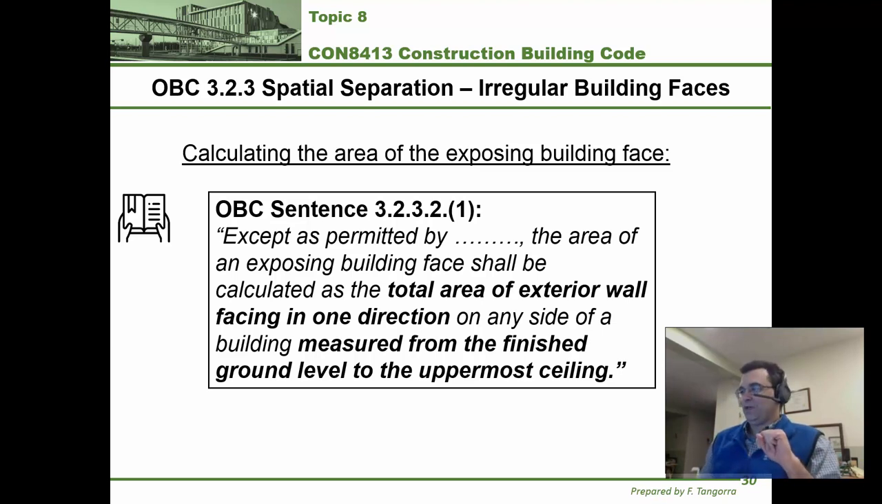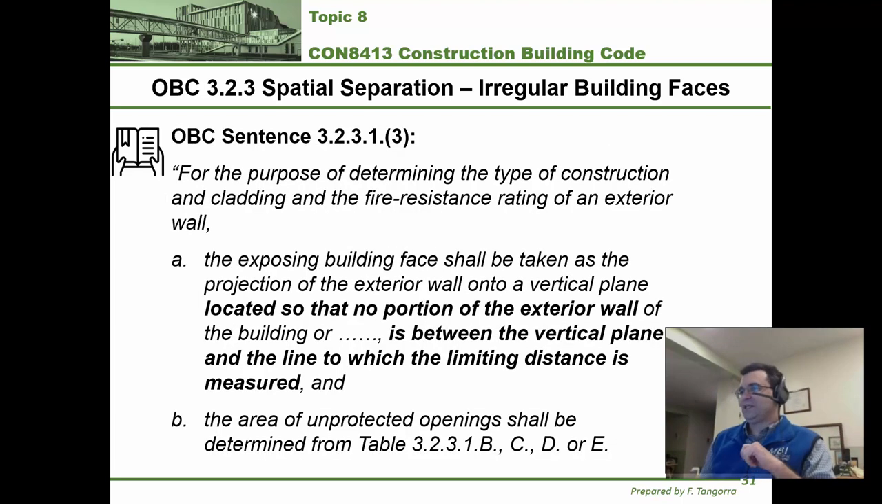3.2.3.2.1. Okay? What it basically says is that for the area to look at for that face, you have to look at the total exterior wall facing in one direction on any side of the building. Okay? So check it out, please.